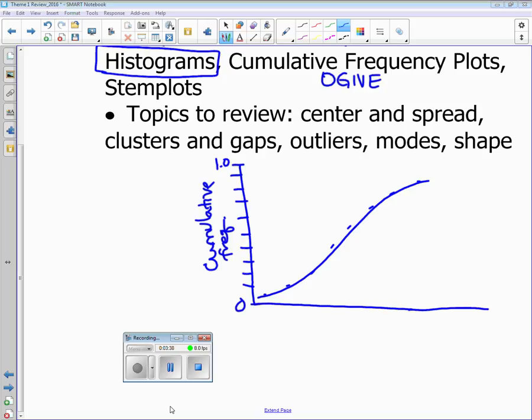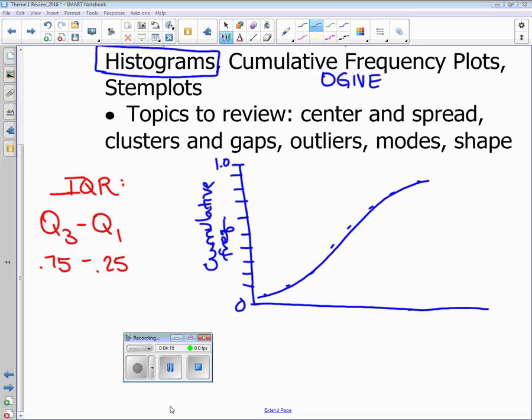How can I use a cumulative frequency plot to find an IQR? What is an IQR? Interquartile range. How do I find it? What's the formula for it? Good. Q3 minus Q1. How can I find the third quartile or the first quartile on an ogive? I'm looking for the percentage that goes along with it. Quartile 3 is 75%. What's quartile 1? 25%. So how do I find that on here?